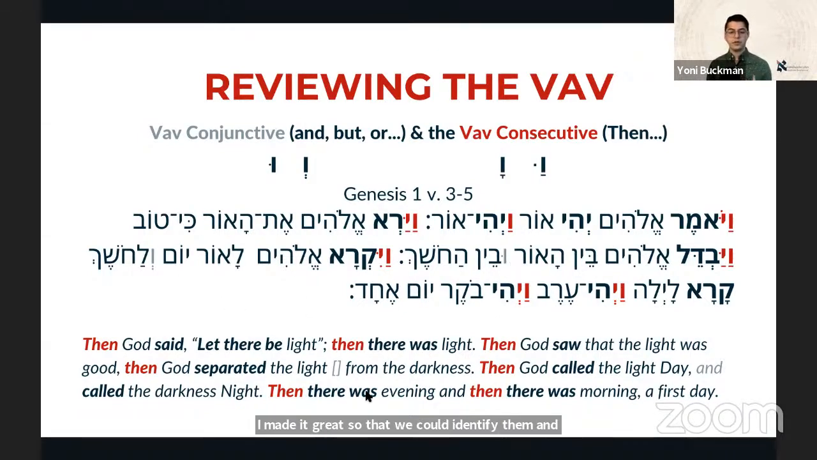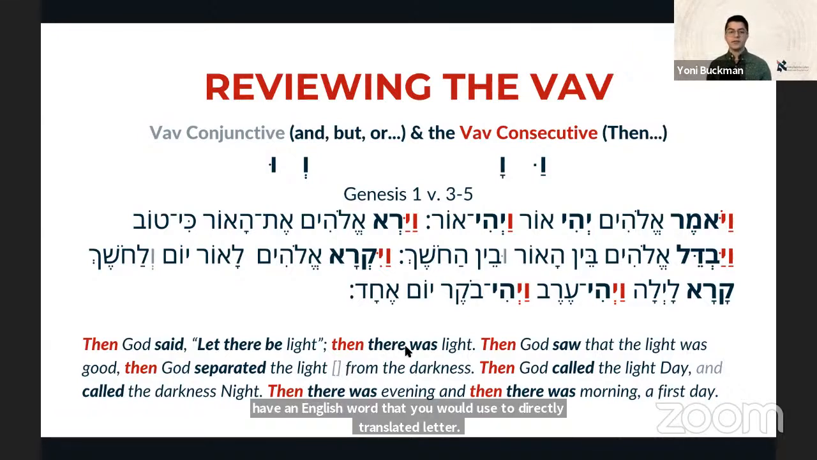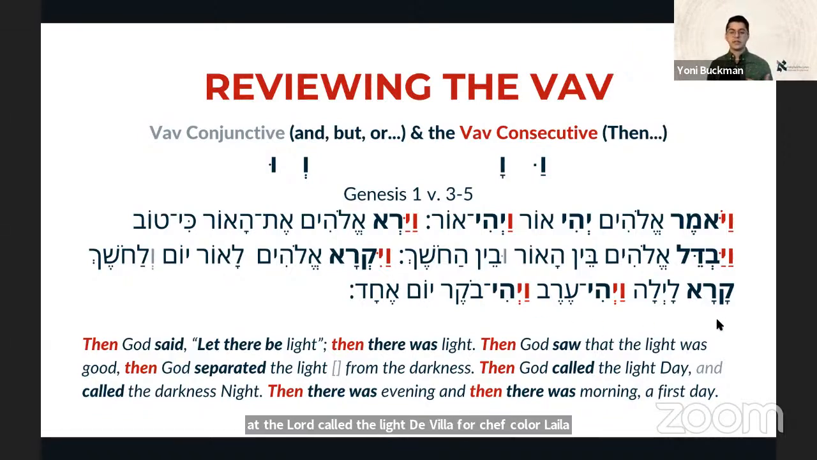And one of the things that you'll notice when I did the English translation is right here, I put in brackets, I wanted to just mark where one of those vav conjunctives is in the Hebrew that doesn't actually have an English word that you would use to directly translate it letter by letter. So here, in this verse, we have Vaikra Elohim la'or yom, right? The Lord called the light day, V'lachoshech kara laila, and the darkness God called night.